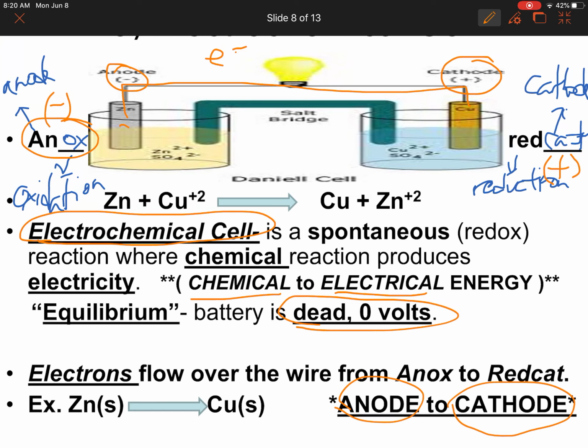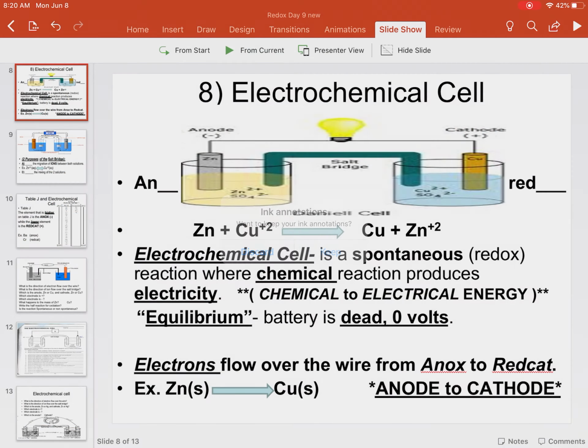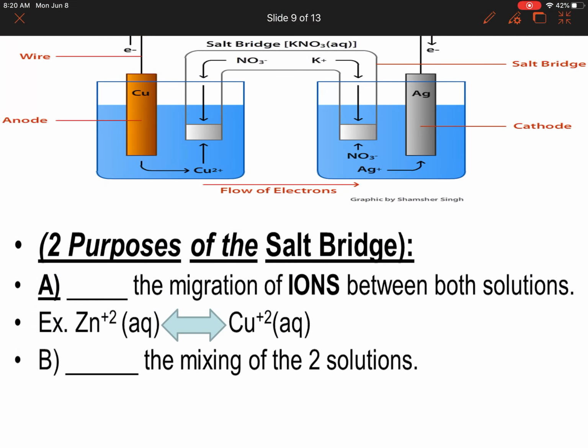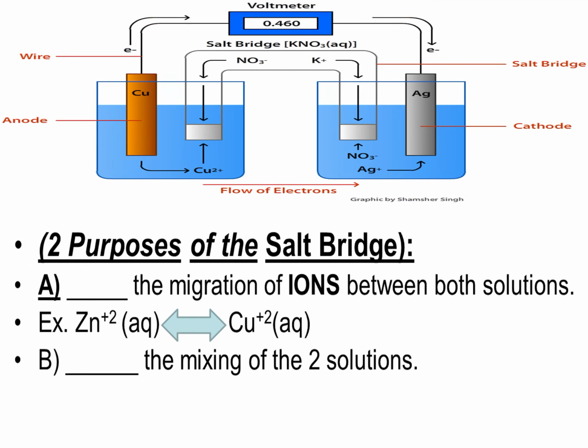So it's going to go from Zn solid to Cu. These are solid metals here. So that's why it goes from Zn to Cu. Or you could just write anode to cathode. It's always correct.